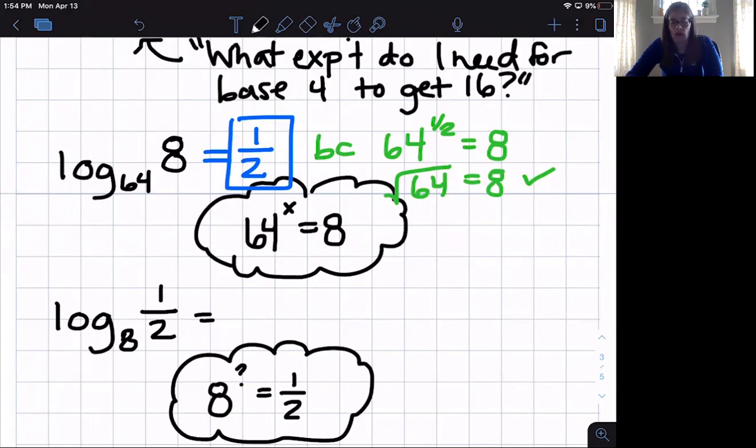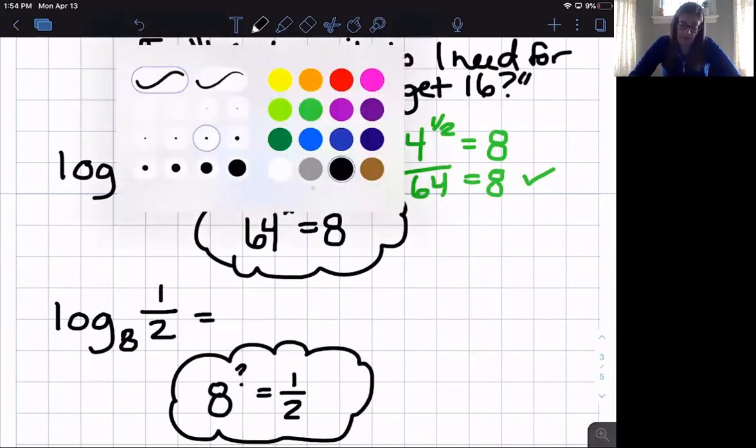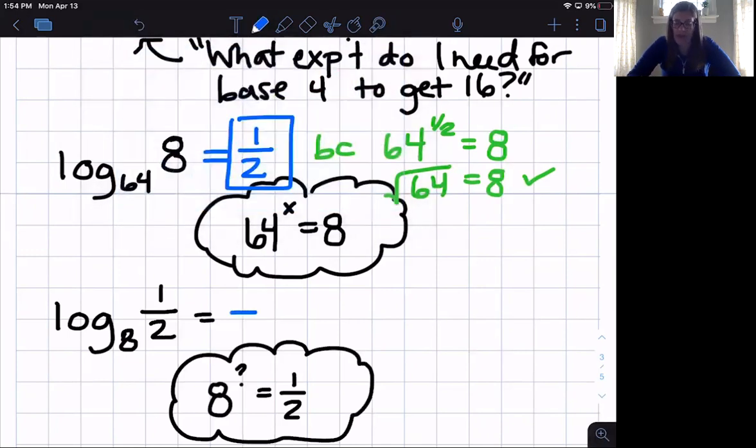Okay. Well, I'm going from a base 8, which would be like 8 over 1, and it's turning into a fraction, 1 over 2. So what kind of exponents turn things, like flip them or reciprocate them? Negative exponents. So I probably got a negative exponent at play. Okay. And then how could I go from 8 to 2? So I'm going from a bigger number, base 8, to a smaller number, 2. What kind of exponents will do that?